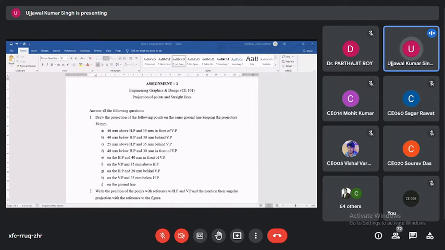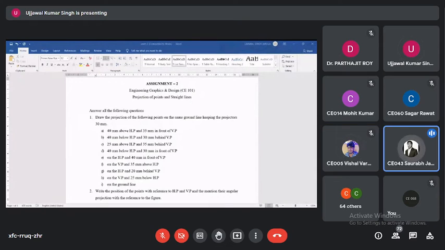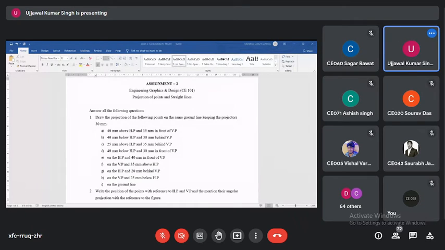Everyone, it is visible. Yes, sir. So you have the first question. So solve it. We just have to make only the projectors. Okay. You can draw only one reference line XY. You don't need to draw it again and again.